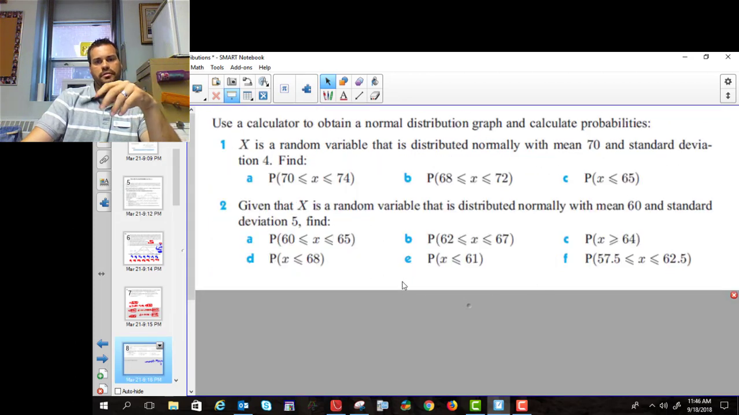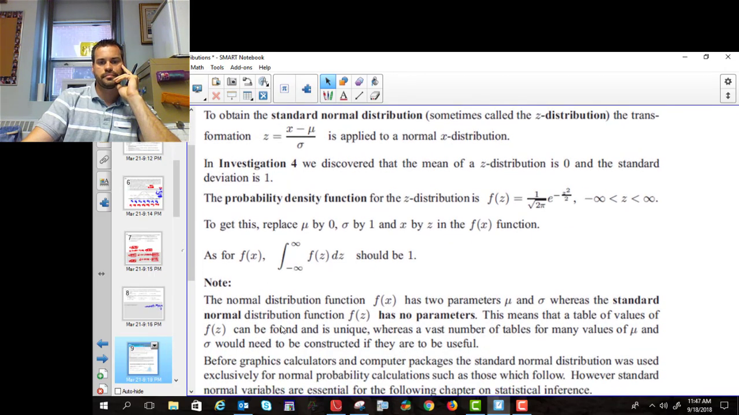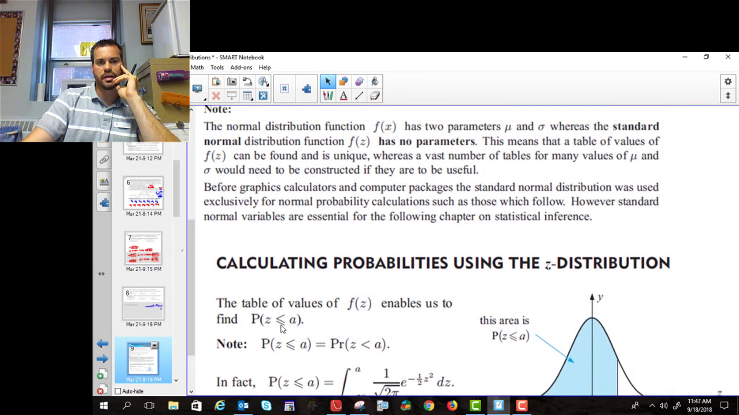You can get a whole bunch of different answers, or questions, I guess, but you basically just type into your calculator your upper bound, your lower bound, your mean, and your standard deviation. And that finds you all of these different probabilities. I'm not going to go through all of that with you, but it's just to understand what you're doing.